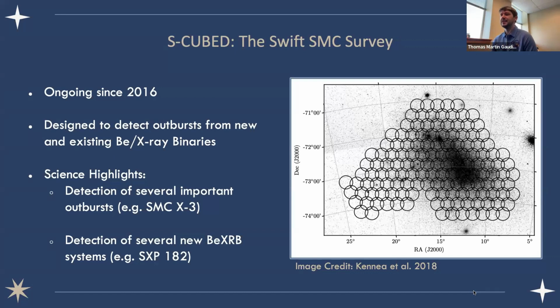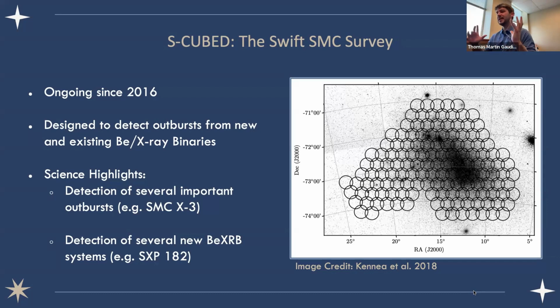Over the years, we've detected important outbursts from known BE X-ray binary systems. The most important of these is potentially the Super Eddington outburst of SMC X-3 that we detected in 2017. Additionally, we have also detected several new BE X-ray binary systems, including the eclipsing BE X-ray binary that I found last year, SXP 182.